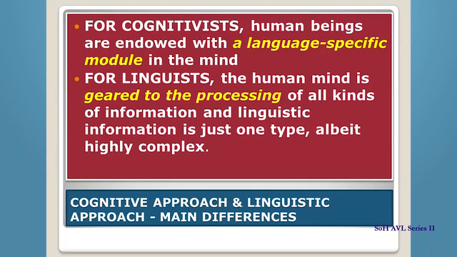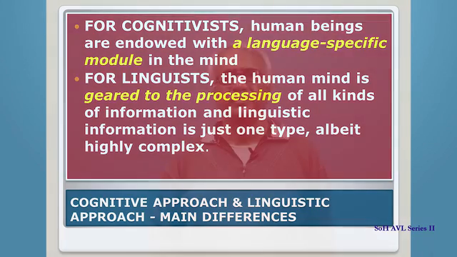The main difference between linguistic approaches and cognitive approaches to language learning is that whereas the former believe human beings to be endowed with a language-specific module in the mind, the latter do not believe that language is separate from other aspects of cognition. The human mind is geared to the processing of all kinds of information, being understood in a broad sense, and linguistic information is just one type and highly complex.